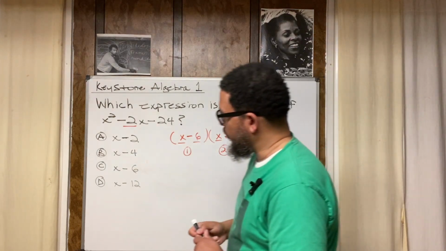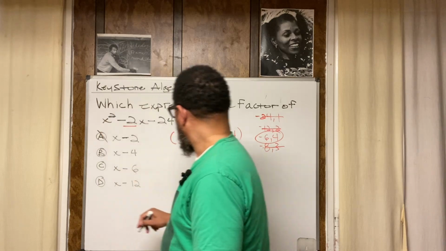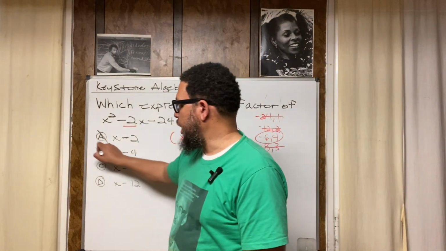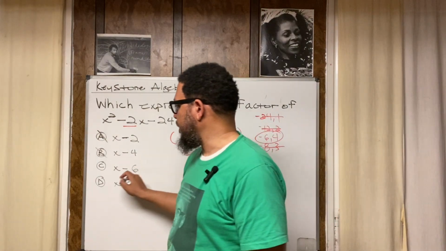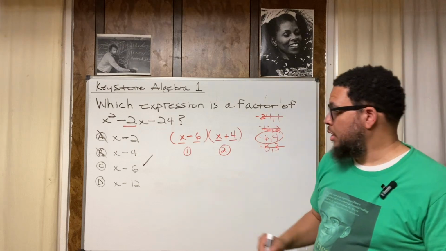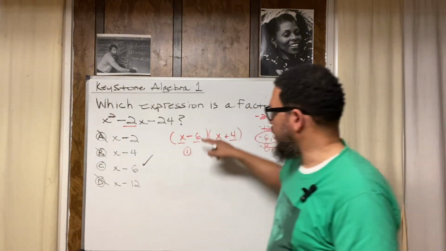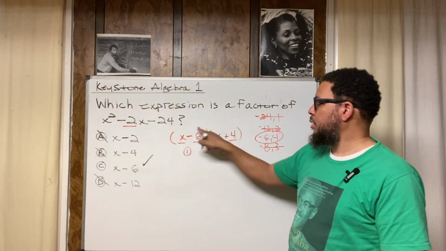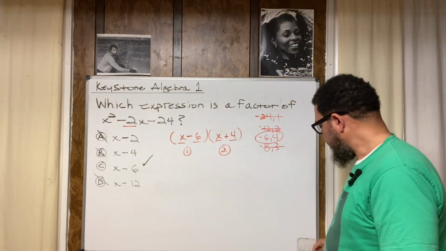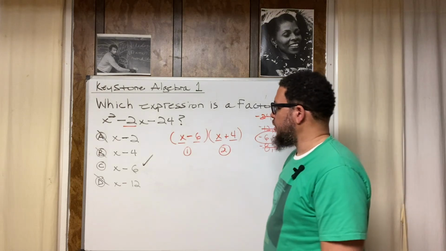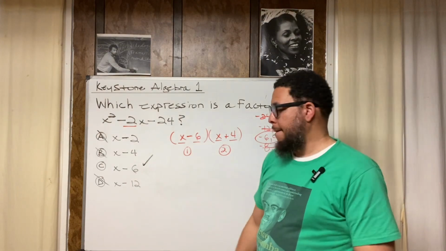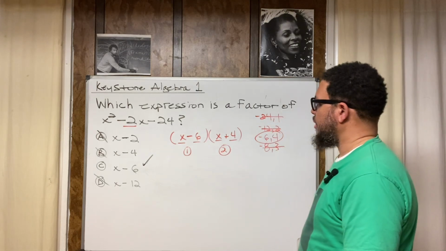It's not x minus 2, that's not one of them. So we're going to cross that off. It's not x minus 4. You got to be careful. The signs matter. It's x minus 6, because x minus 6 is one of our factors. X minus 12 is not one of our factors. These are our two factors: x minus 6 and x plus 4. That's what we got. All right. So now if they'd have gave you x plus 4 as one of the choices, then you would have picked that. All right. And that's that.